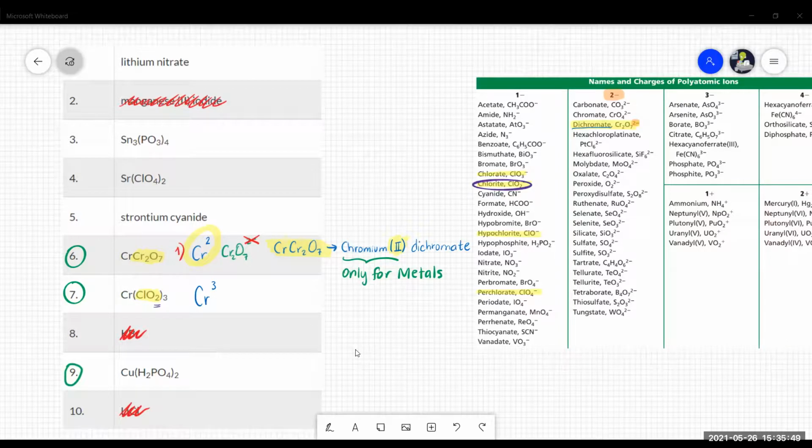If you want to say it in Spanish, it's clorito. Okay? Clorato, clorito, hipoclorito, perclorato. In Spanish, A-T-E is ato and I-T-E is ito. Just for you to know. Exactly. The name will be chromium 3 chlorite. For the person who sent it to me, that was perfect. Okay? So chromium 3, and the name of the ion, this one is chlorite.